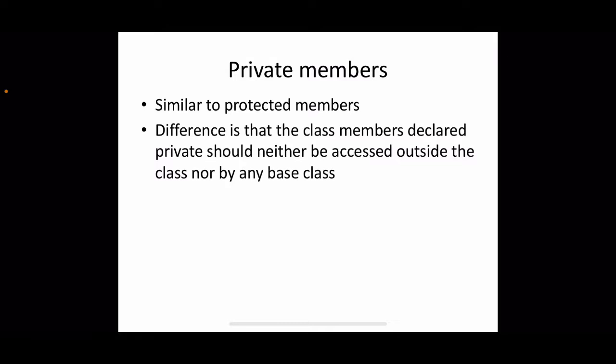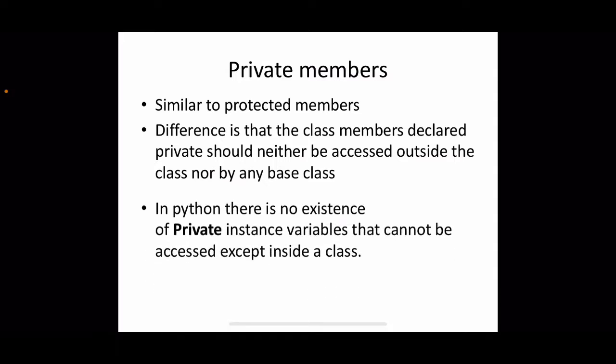Now coming to the second type of access modifiers, those are private members. Those are similar to protected members. The difference is that the class members declared private should neither be accessed outside the class nor by any base class. So if a particular data or method is defined as private, it should not be accessed outside the corresponding class. Okay, so we'll see an example for that.